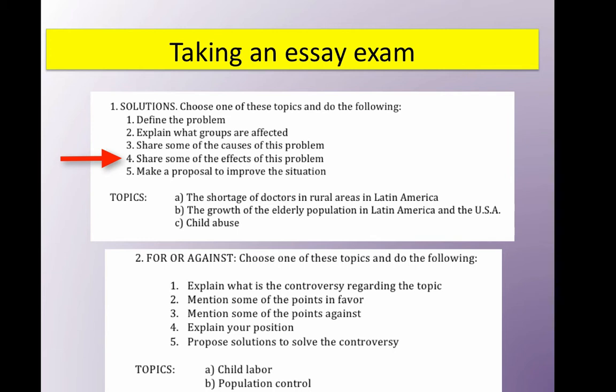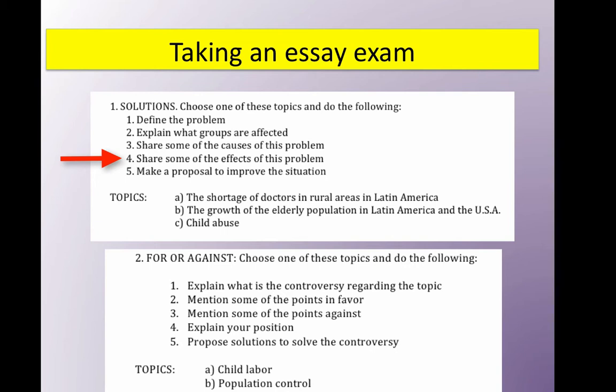So this was my solutions question, and I would just change the topics around. Choose one of these topics and do the following. Define the problem. This is sort of describing and narrating actual functions, so this is great. Explain what groups are affected. Again, you are doing a function. Share some of the causes of this problem. Share some of the effects of this problem, and make a proposal to improve the situation. So there you're having to show opinions and even hypothesize on how things would be for your proposal, right?